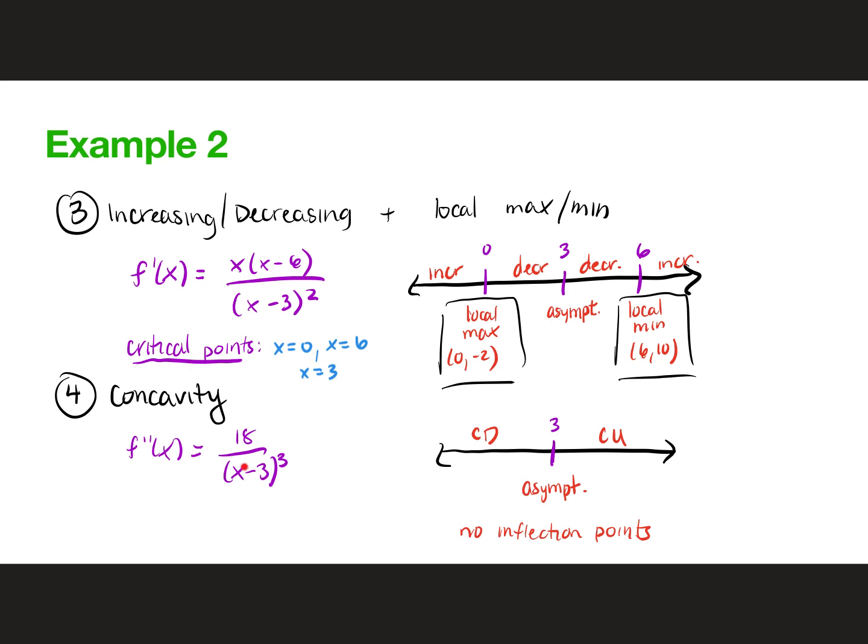For the second derivative, we compute it. We notice there are no points that make the second derivative equal to 0, but there is a place where the second derivative does not exist, at x equals 3. We use that to break up our interval into 2 subintervals. We plug in to check the sign of the second derivative. We see that it's negative to the left of 3 and positive to the right of 3, corresponding to concave down and concave up, respectively. And we don't have any inflection points, because we remember that at x equals 3, we just have a vertical asymptote.